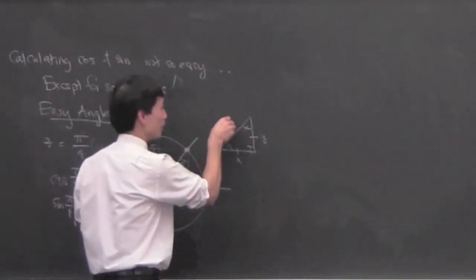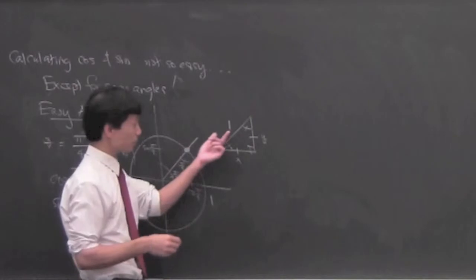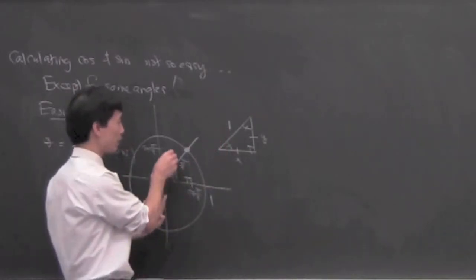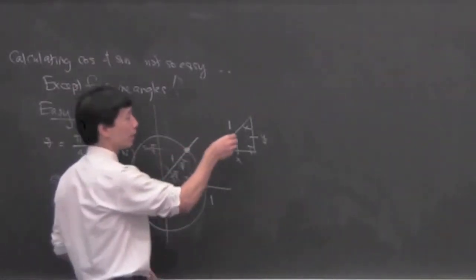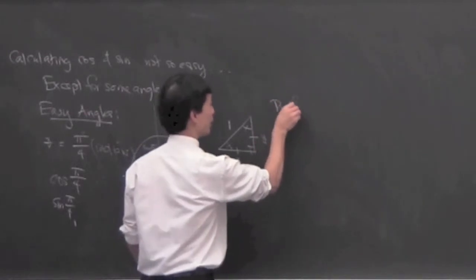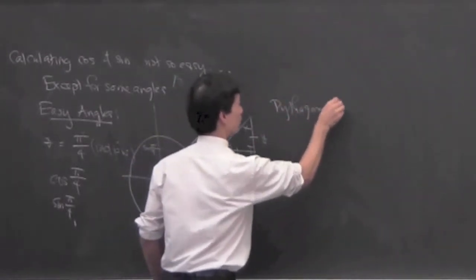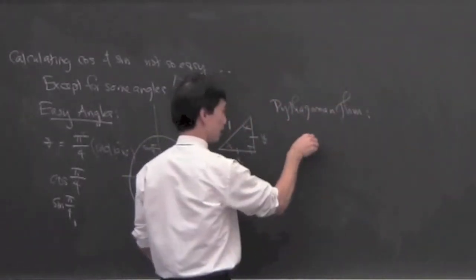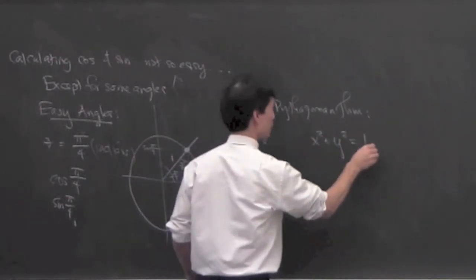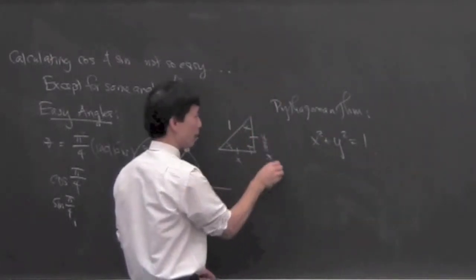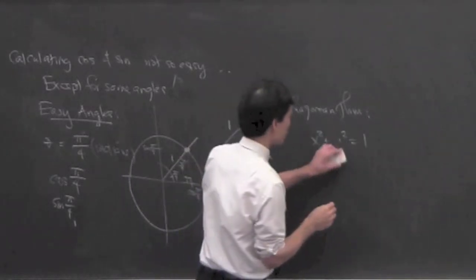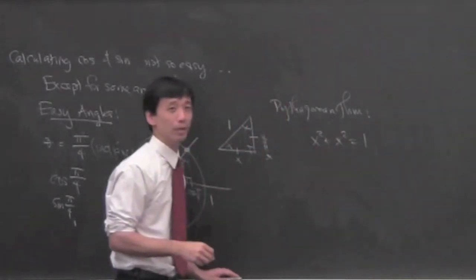Okay, sure. So you know that this length is 1, right? Because this is on the unit circle. And then by the Pythagorean theorem, you know that x squared plus y squared is equal to 1. Actually, they're the same thing, right? x and y are the same, so I'm just going to write x squared plus x squared is equal to 1.